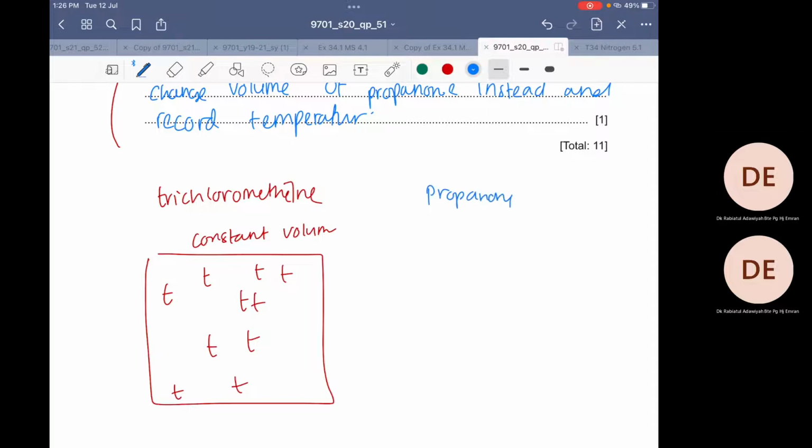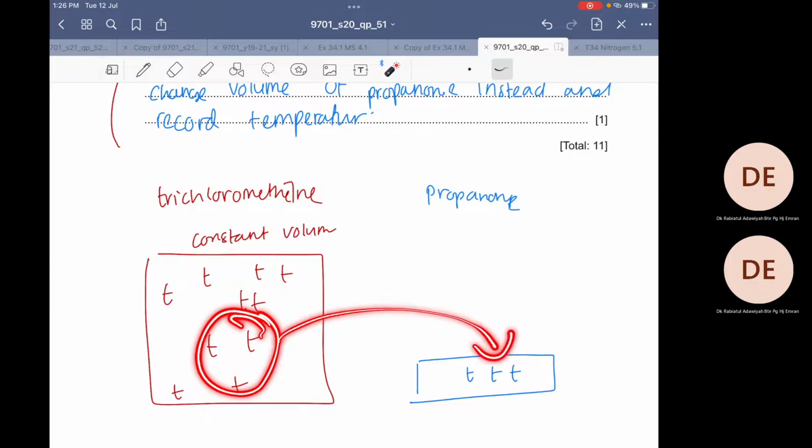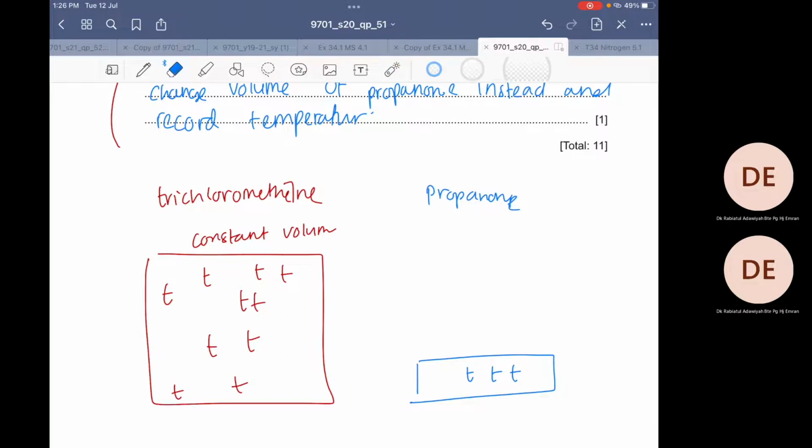I change the volume of propanone. Say if I use a smaller volume, there's only 3 molecules. So the formation of the product will only be with 3 molecules of trichloromethane. Okay? Now I want to change, what is the effect of changing the volume, the number of moles.